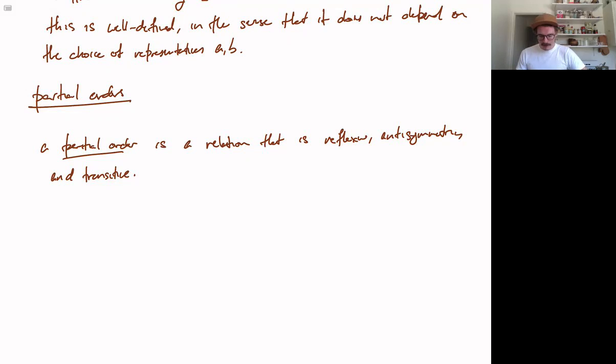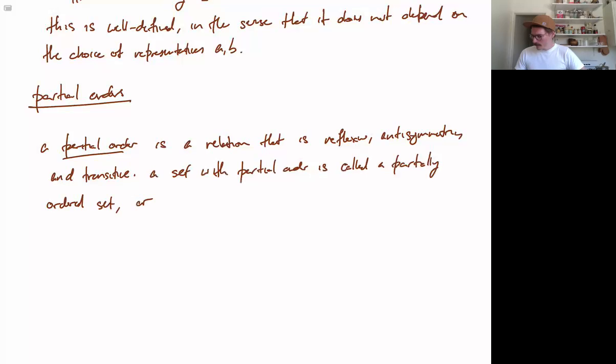So, one more piece of notation. A set with a partial order is naturally called a partially ordered set, or it can be shortened to poset. So that's the word that you may hear. So let's see some examples.